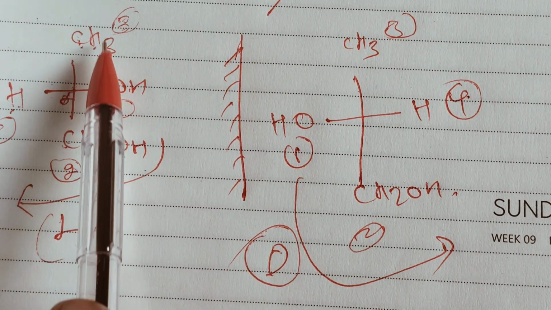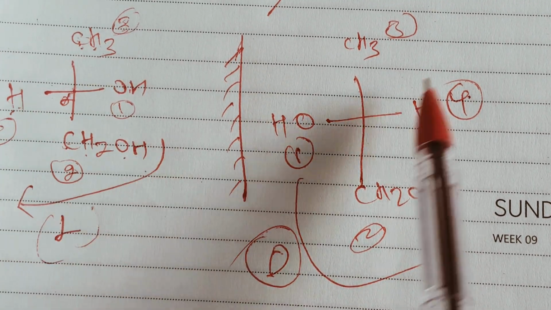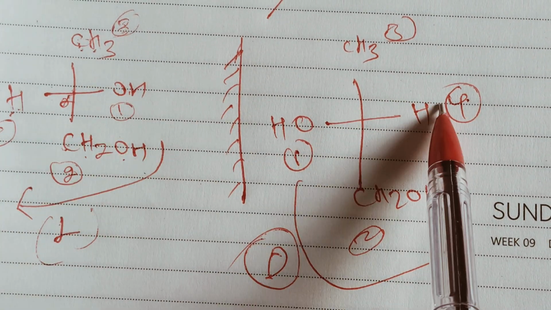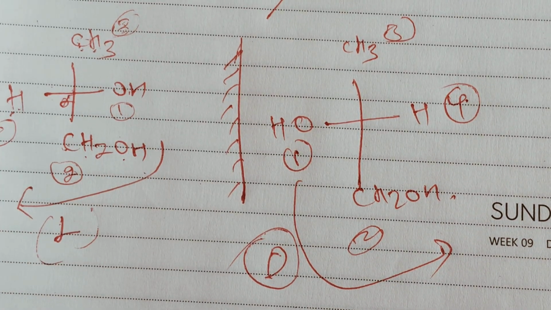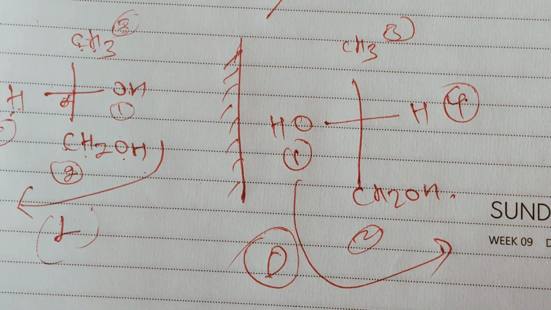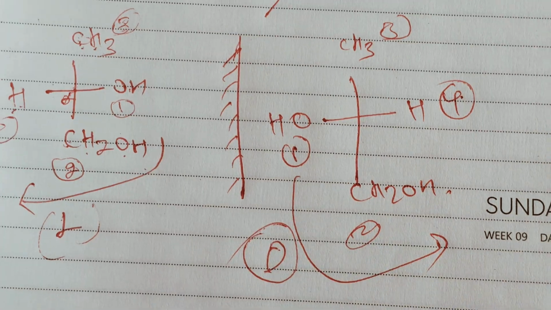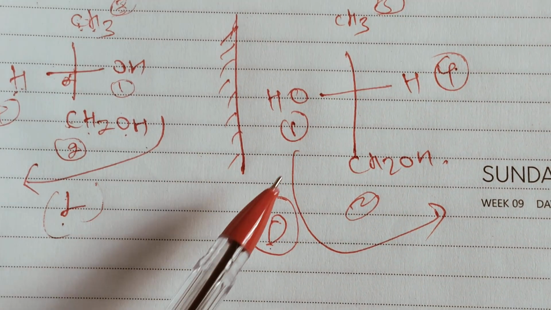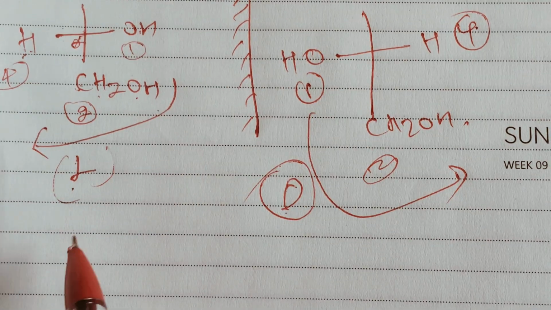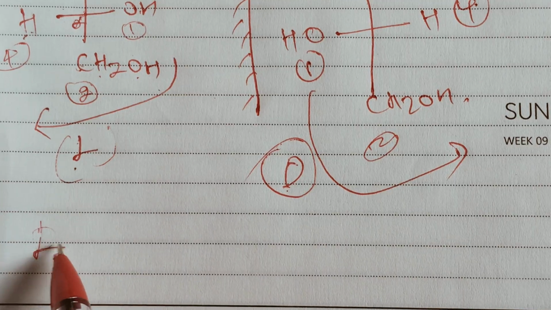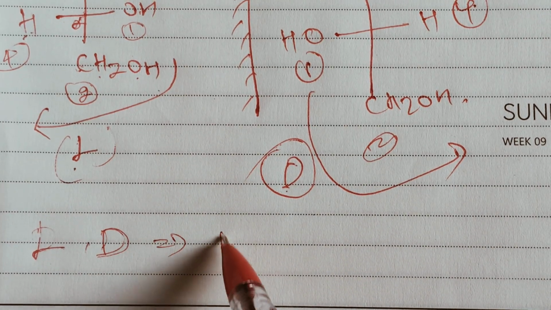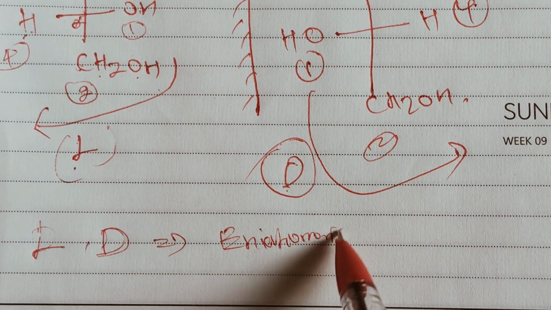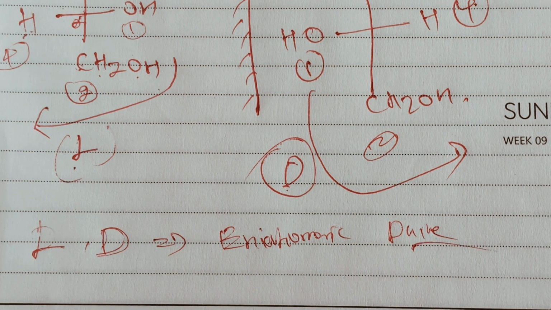Now see this molecular representation. Both are mirror images of each other. That's why enantiomers show mirror images. The D and L are separately called enantiomers. Combined, L comma D is nothing but an enantiomeric pair. Okay, that's all.